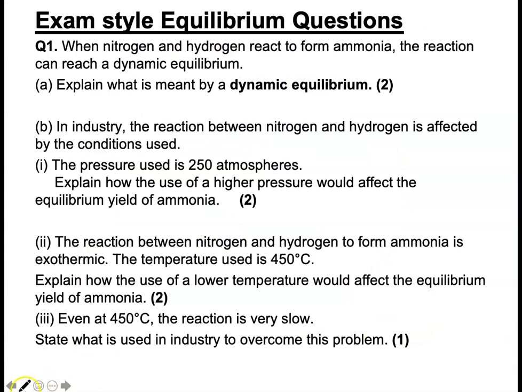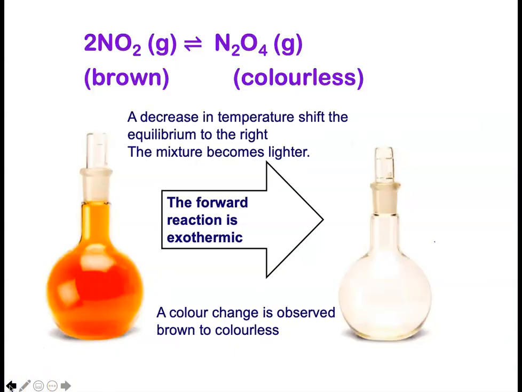Last few things then. What happens here? NO2 is brown, N2O4 is colorless. The forward reaction is exothermic. So if we decrease temperature here, then the equilibrium will move to the right side. What we will observe is the mixture will become pale, lighter, because N2O4 is formed, which is colorless.